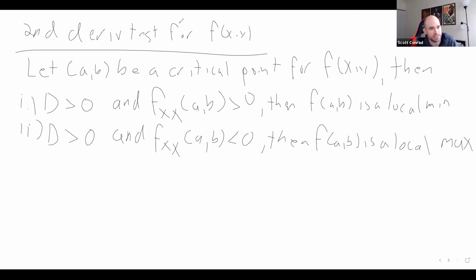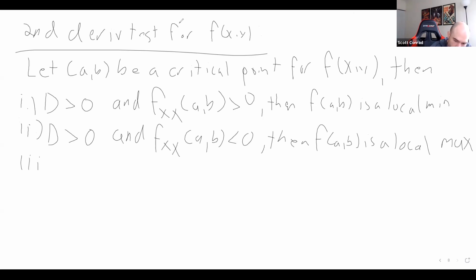Similarly, if f sub xx is positive, then you have a local min. And if your second derivative is negative, you're concave down, and so you have a local max. In this case, if f sub xx is negative, then you have a local max also. So discriminant positive, then you have a local max or local min, then it works like the second derivative test. Positive means local min, negative means local max for f sub xx.